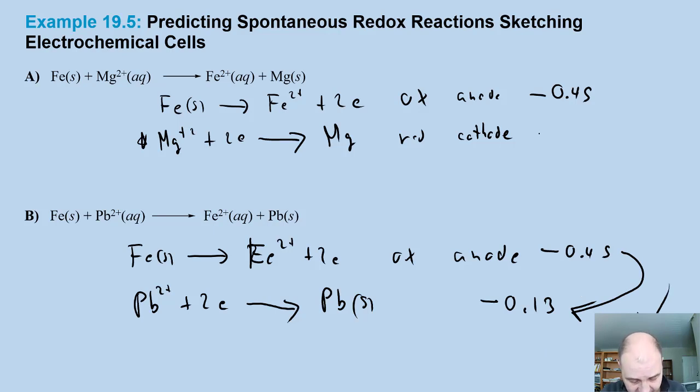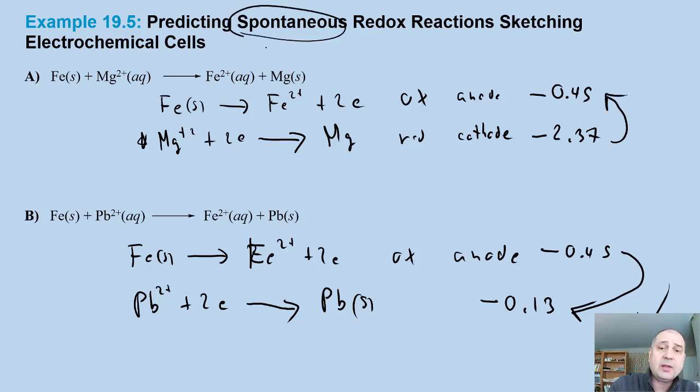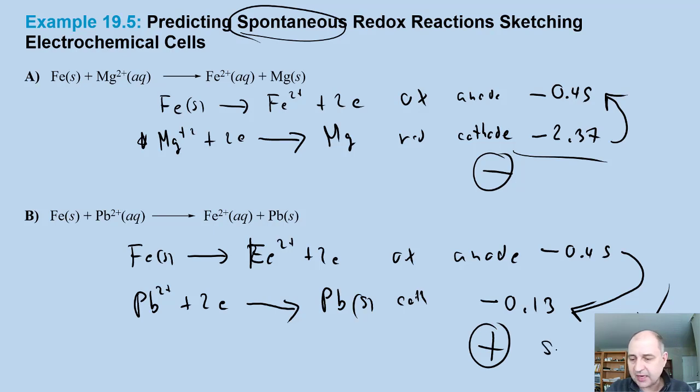Whereas this here, magnesium has a minus 2.37. So this is going to flow this way spontaneously. Therefore, question number 1 is already determined. I'm not asking for you to calculate the electron potential, but it's cathode minus anode. So you would take minus 2.37 minus 0.45, which is still a negative number, so non-spontaneous. But here the cathode, minus 0.13 minus minus 0.45 would give me a positive number, so this is spontaneous.